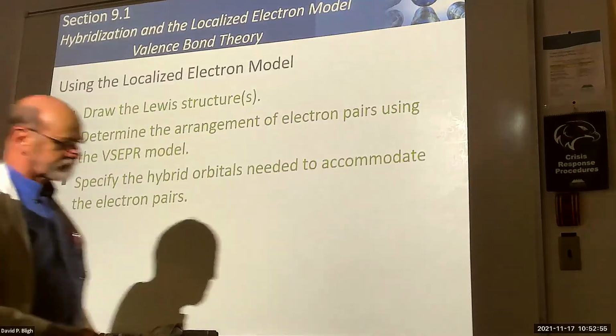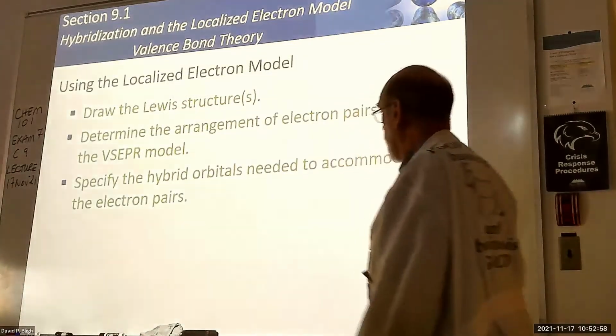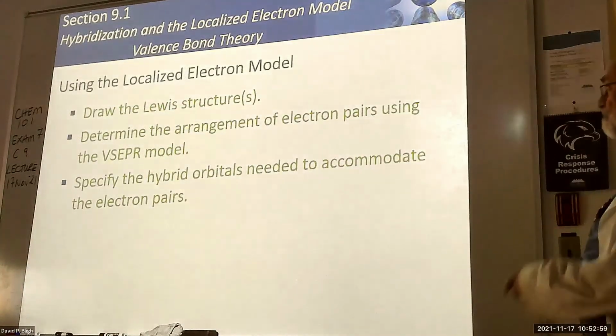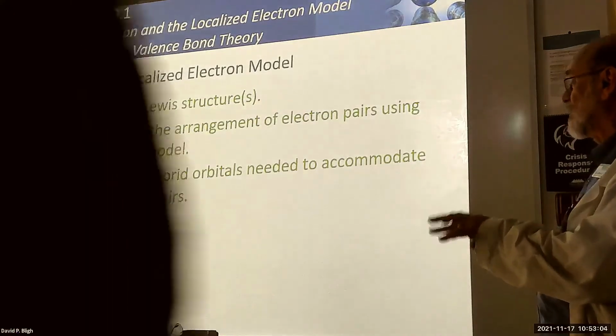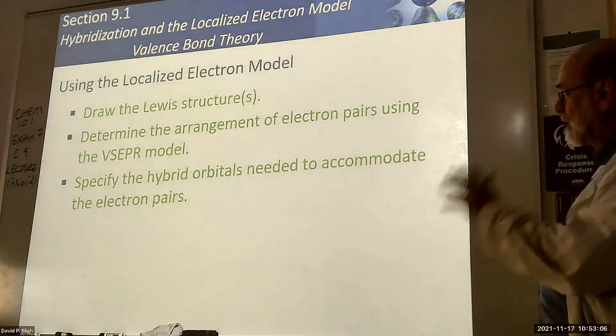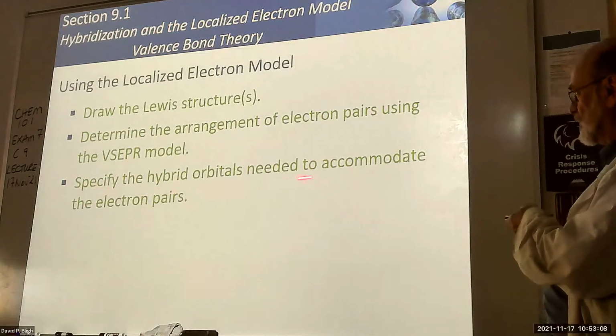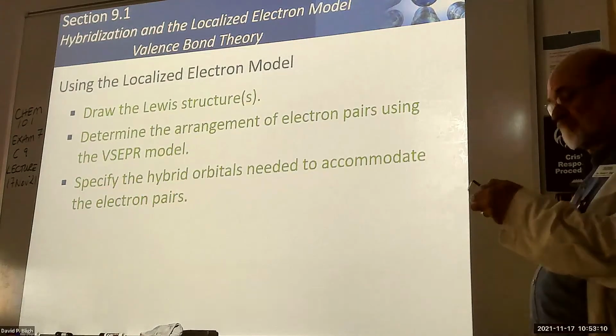So, we draw the Lewis dot structure, determine the arrangement of electron pairs via the VSEPR model, and then we specify the hybrid orbitals needed to accommodate those pairs.